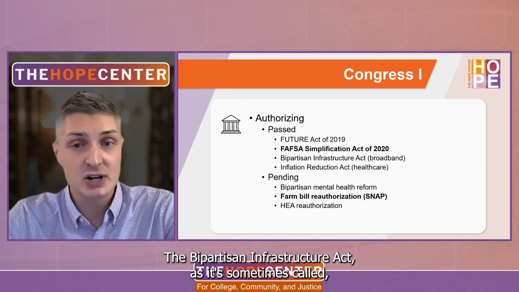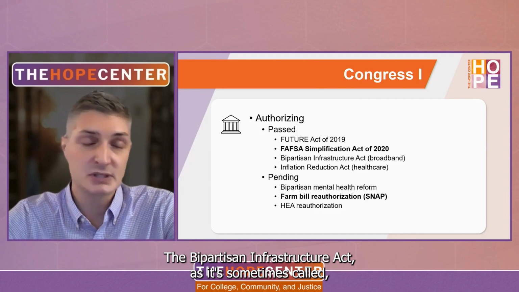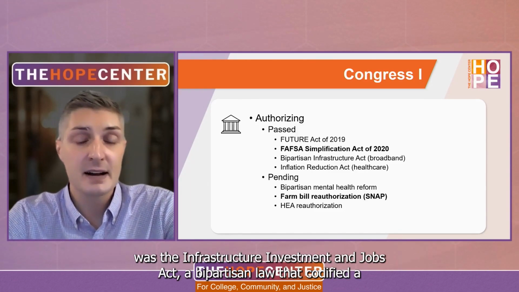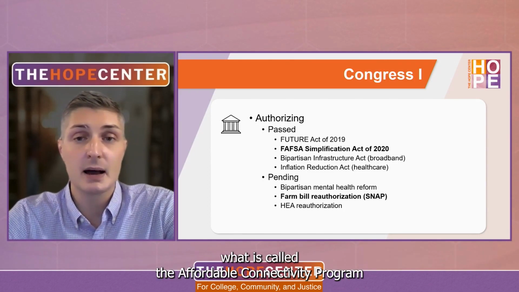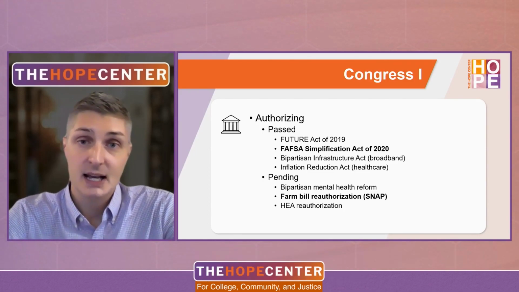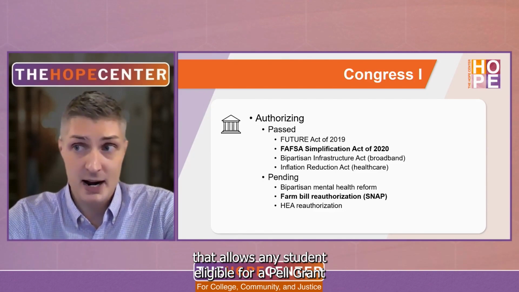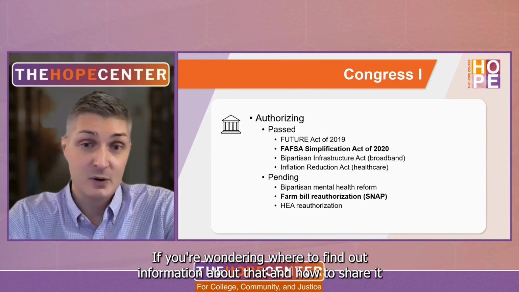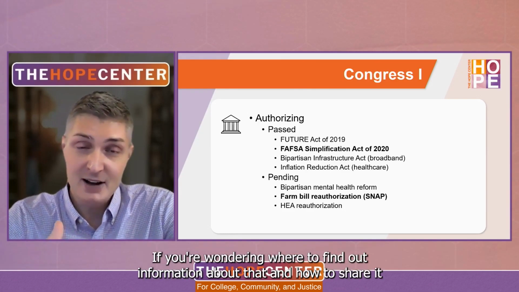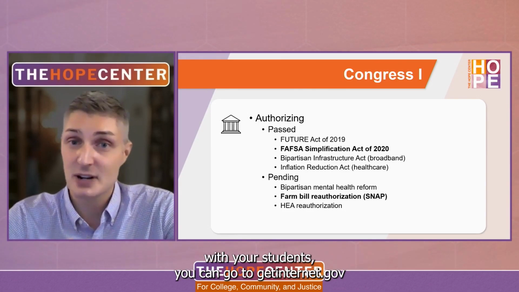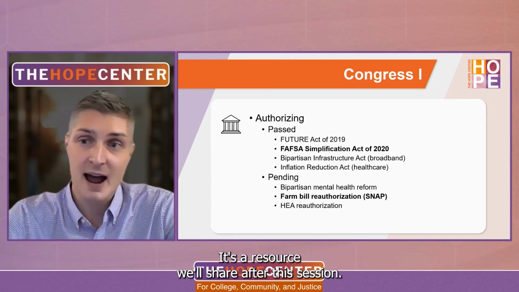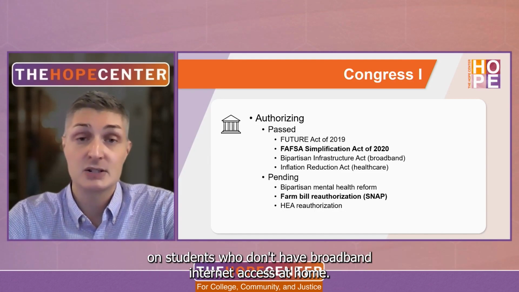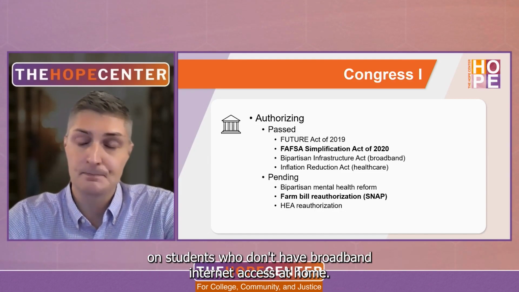The Bipartisan Infrastructure Act, as it's sometimes called, or the Infrastructure Investment and Jobs Act, a bipartisan law, codified what is called the Affordable Connectivity Program. It allows any student eligible for a Pell Grant to receive free broadband internet service. If you're wondering where to find information about that and how to share it with your students, you can go to getinternet.gov. It's a resource we'll share after this session, but it could have a transformative impact on students who don't have broadband internet access at home.